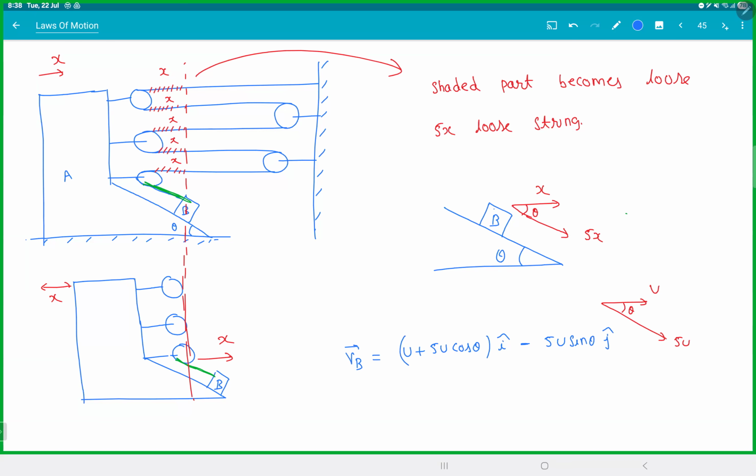So it's all visualization. You push it by x and see where the strings are becoming loose. All that loose string must go somewhere, and the only one who can take all the string is B. So it should slide down the incline by 5x. But at the same time, because you pushed it forward by x, it is also going forward by x. Is this idea clear?